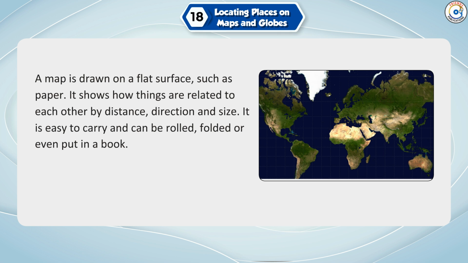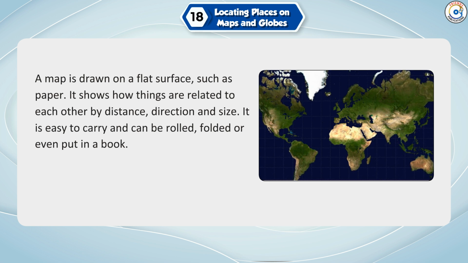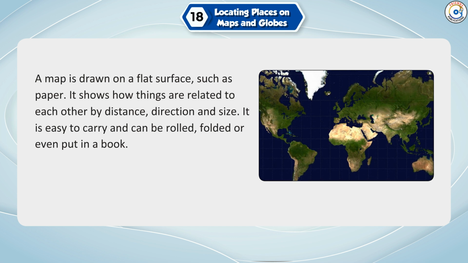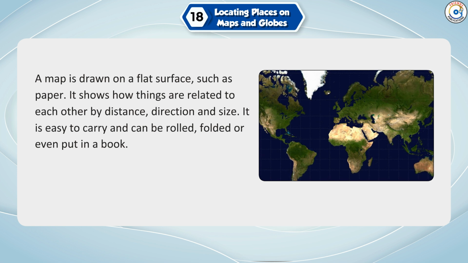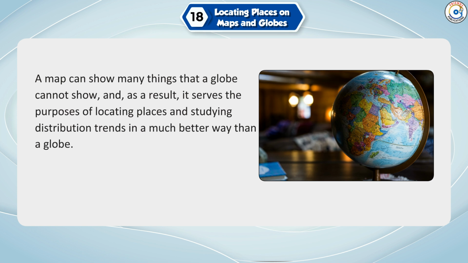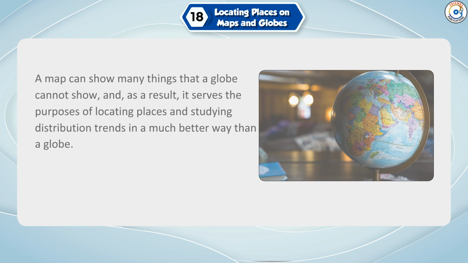A map is drawn on a flat surface, such as paper. It shows how things are related to each other by distance, direction, and size. It is easy to carry and can be rolled, folded, or even put in a book. A map can show many things that a globe cannot show, and as a result, it serves the purposes of locating places and studying distribution trends in a much better way than a globe.